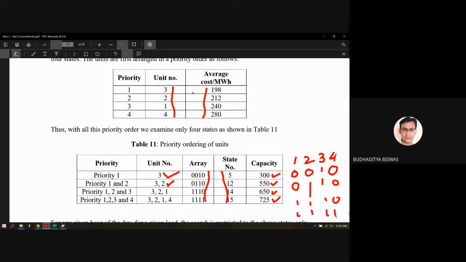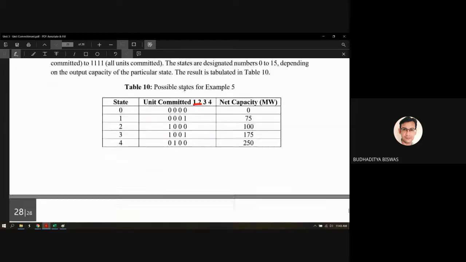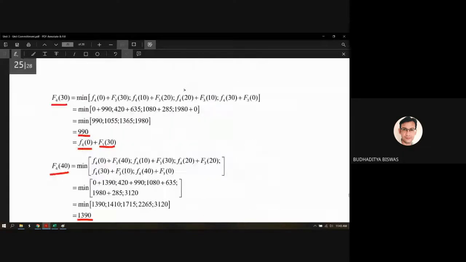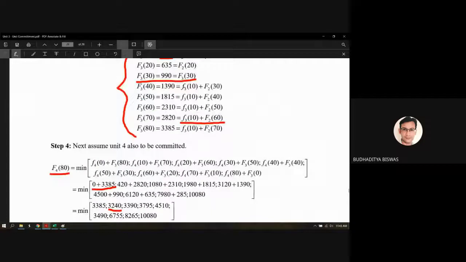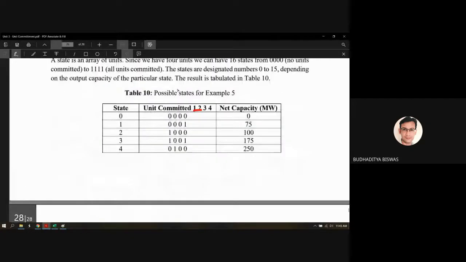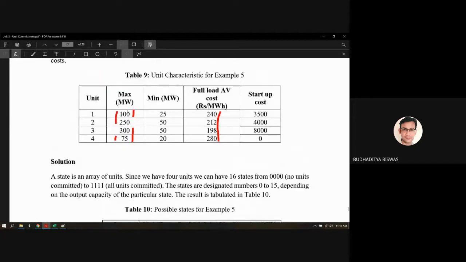I think there is no calculation required for any 2 marks objective, but if this type of thing is there, then either you need to find out this one like this. Suppose this one is given and you must find out the priority order. So priority order is always based on their average generating cost. The lowest cost has the highest priority, and the highest cost has the least priority.